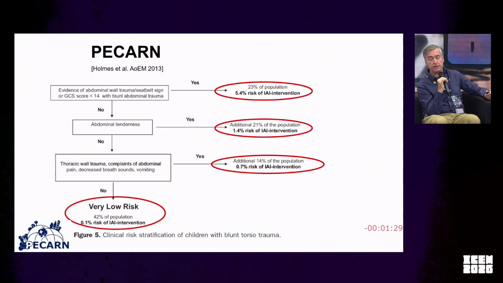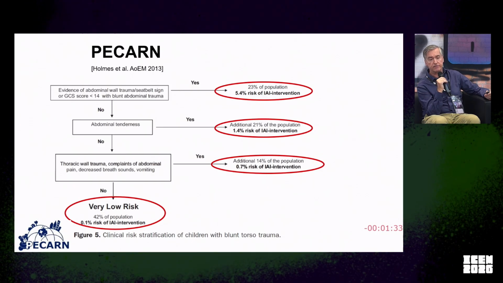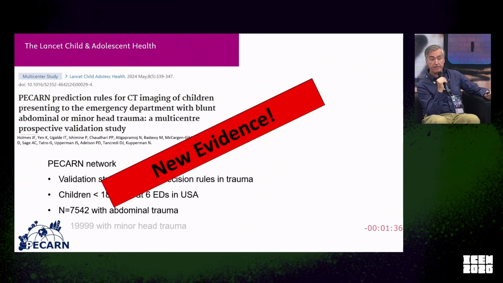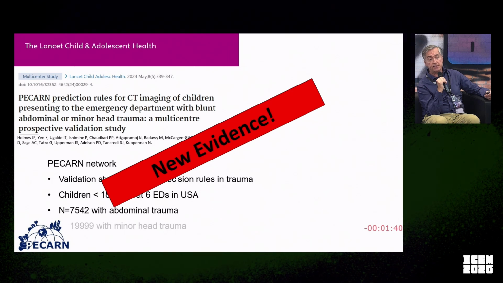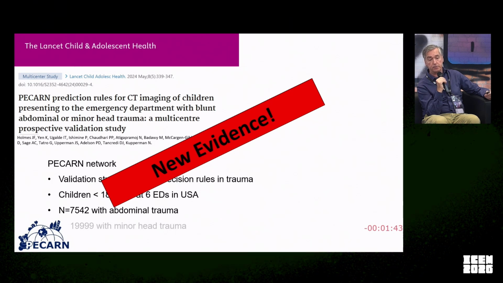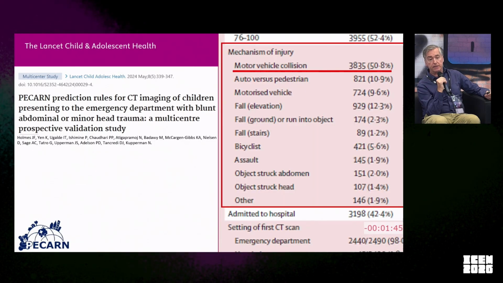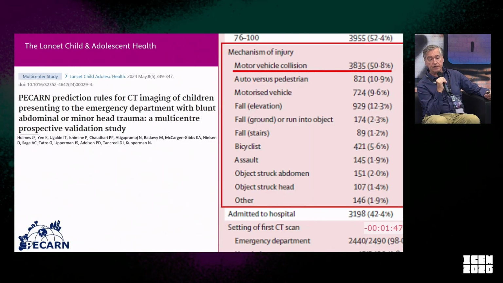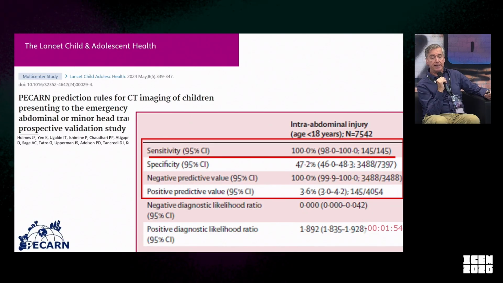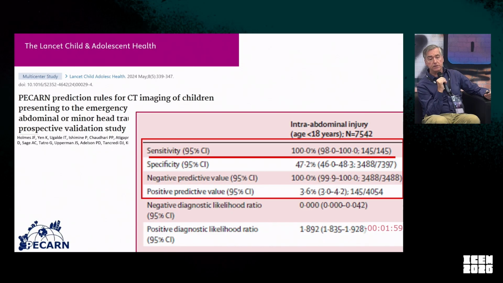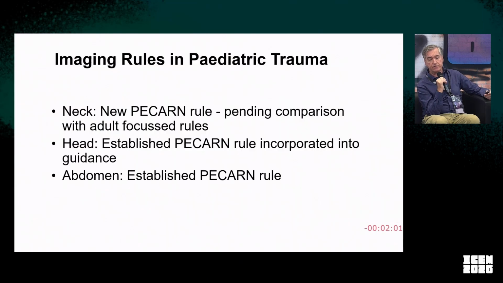The other factors were stratified. They had different risk factors, as you can see, between 1% and 5%. The new evidence in this space is that, again, PECARN undertook a validation study, 7,500 patients with abdominal trauma, and these were mainly motor vehicle collisions, and about 40% of them were admitted to hospital. And the sensitivity of this rule was 100%. So it's a highly sensitive rule.